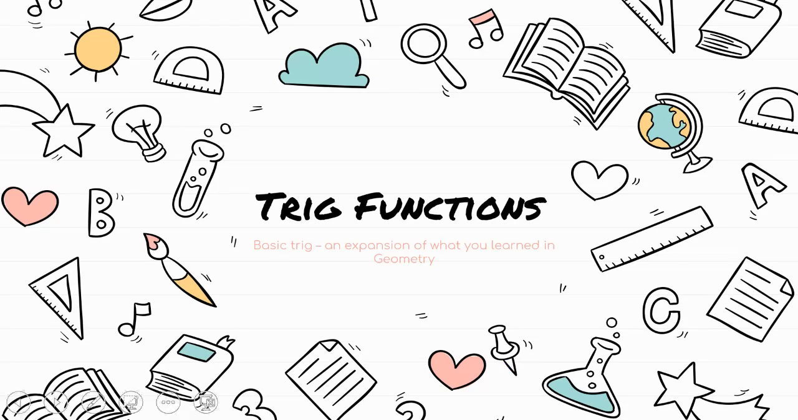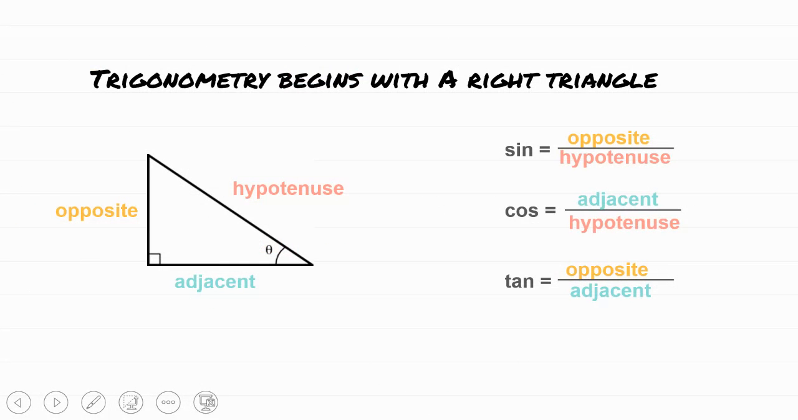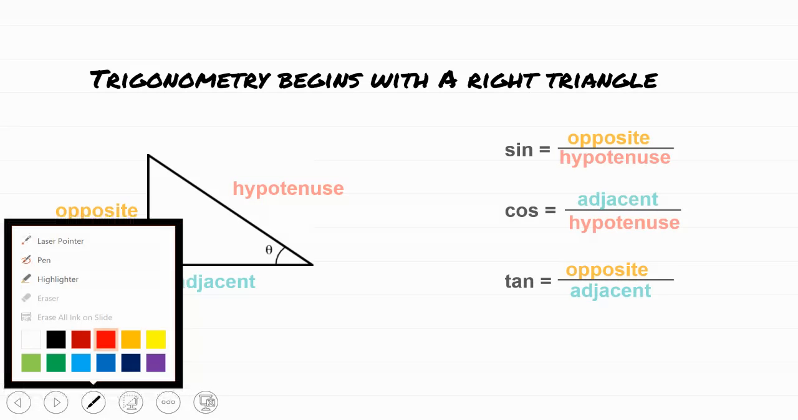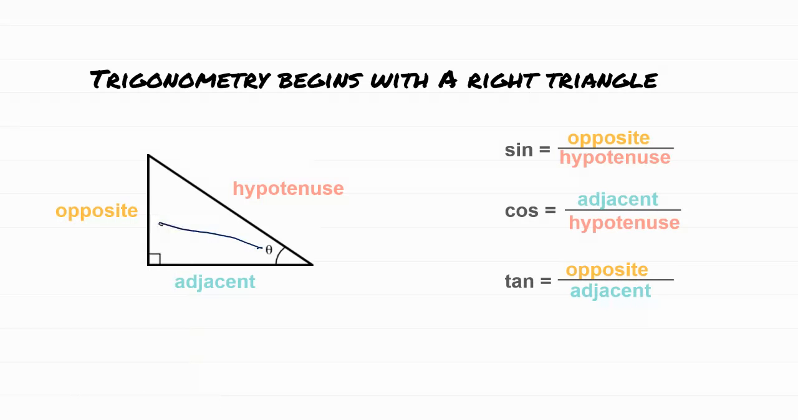in geometry. So in geometry, we learned about right triangles, and we learned that there are three parts to a right triangle. We have an opposite side. Notice that this is the side that is opposite the angle theta. It's across from it. Adjacent is the one that touches. And then the hypotenuse is the slant side or the longest side. It's always the side across from the right angle. And you have three trig functions.